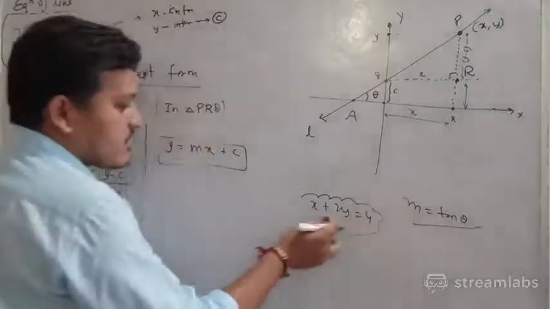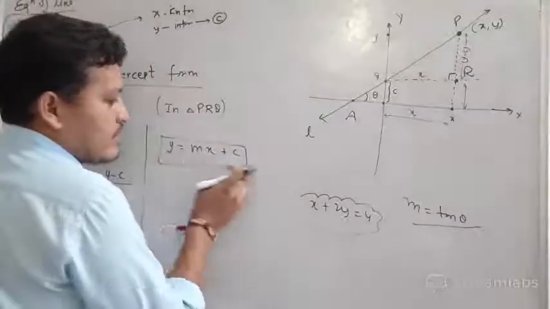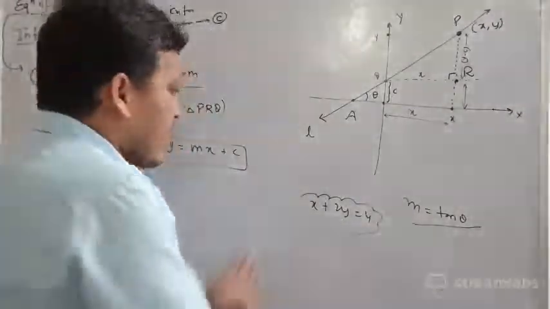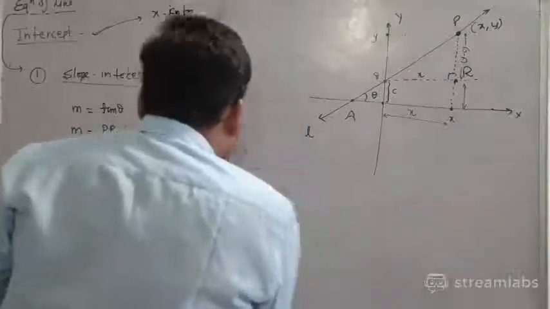So here x, y, m, c is coming. This form is known as the equation of line. And how can we use this equation of line in any question?